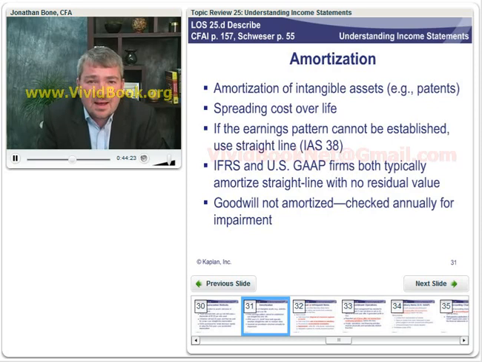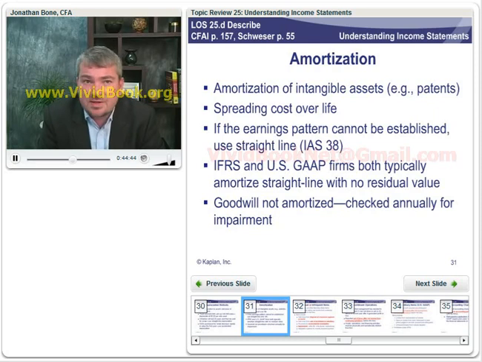Be aware there's one intangible asset that does not get amortized, and that's goodwill. And goodwill arises when you acquire another company, and again we're going to see this in just a little while. Goodwill is the difference essentially between the price you paid to acquire another company and your share of its net assets after adjustments to fair market value.